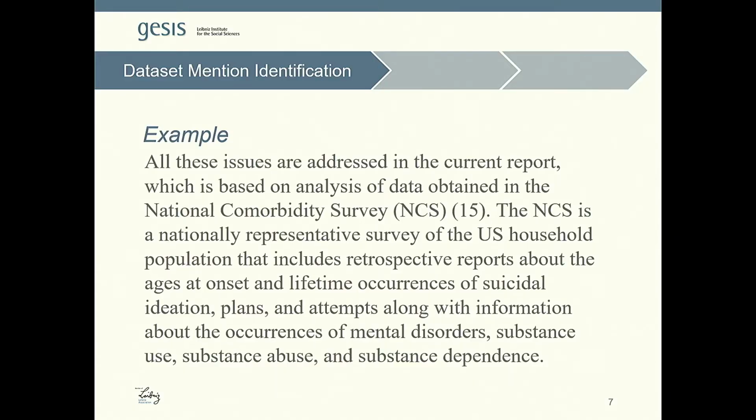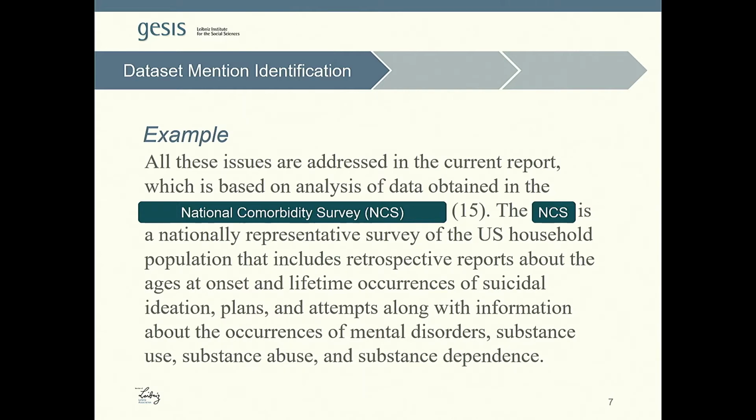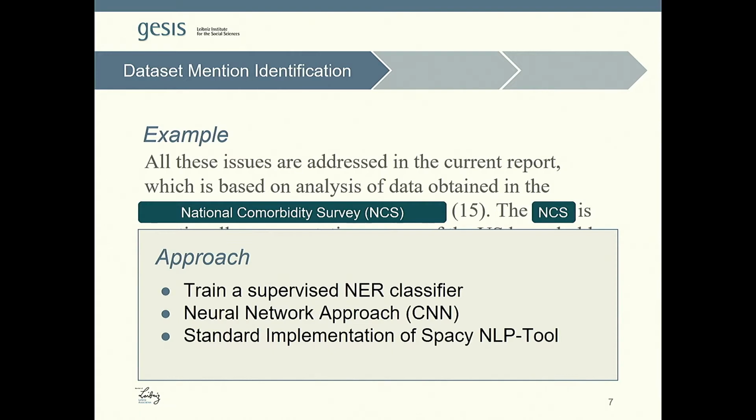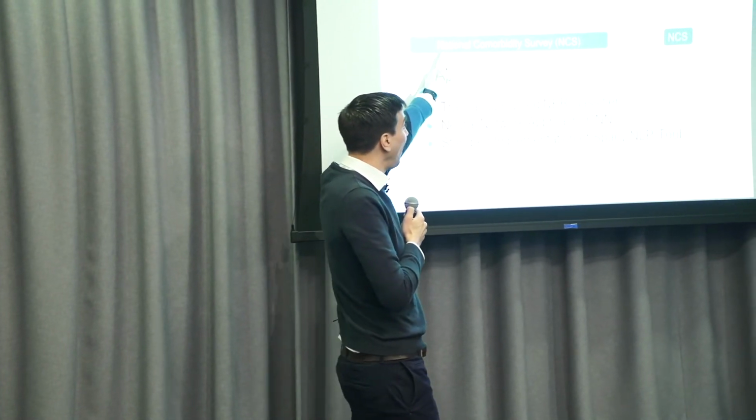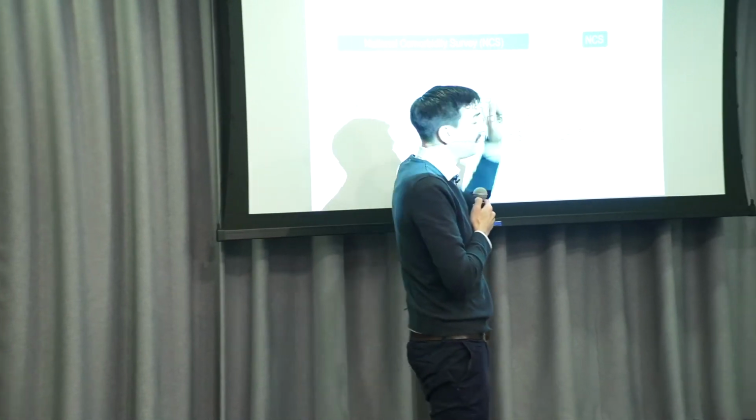What we wanted to do is, given the full text, find those mentions. We want to use a supervised named entity recognizer to do this. So we use a neural network approach based on the standard implementation of an NLP tool called spaCy. But to be able to train this, we need fully annotated text, which means given the text, we need to know this word is the start of a mention and this one is the end.